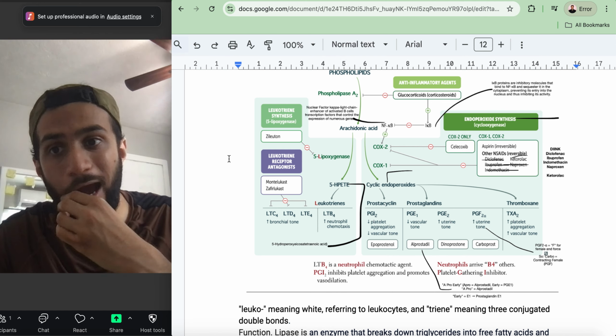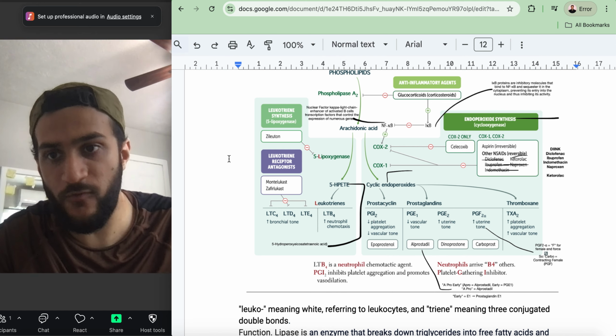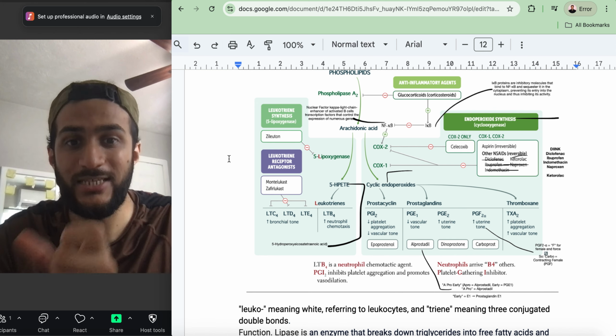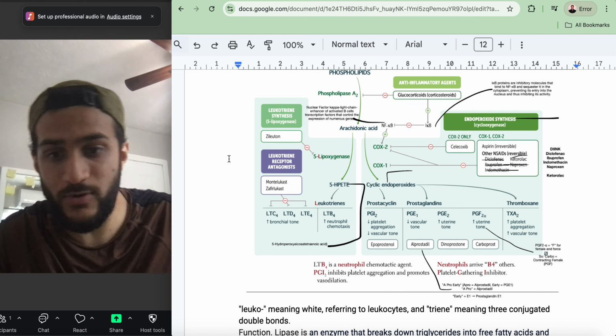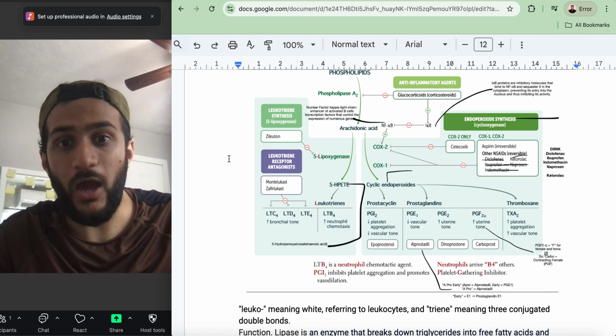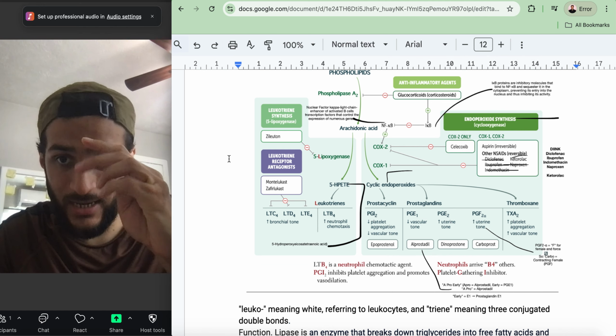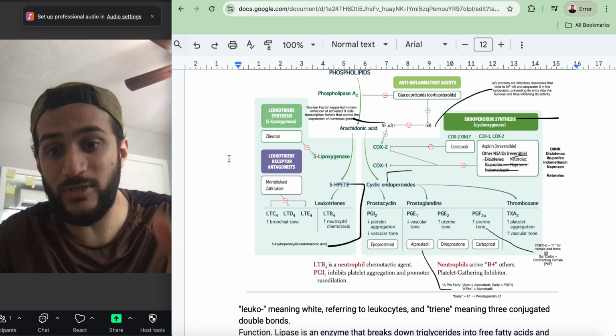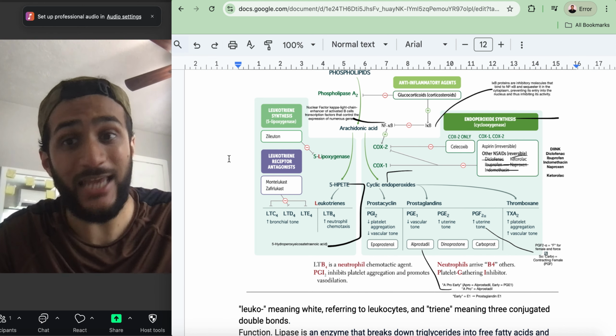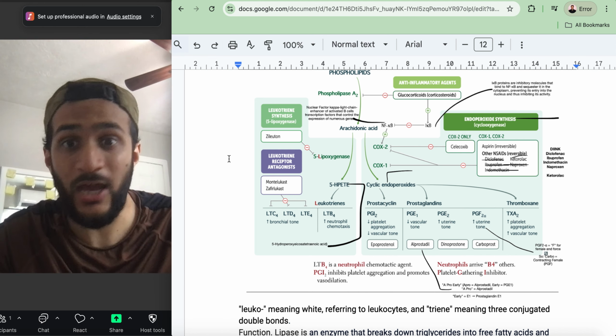and it will essentially lead to an increased amount of neutrophils. So you can learn that leukotriene is a neutrophil chemotactic agent. Neutrophils arrive before the others. Then we can see over here there's an enzyme called zileuton, which is a leukotriene synthesis inhibitor. Then we have leukotriene receptor antagonists, for example, montelukast or zafirlukast.